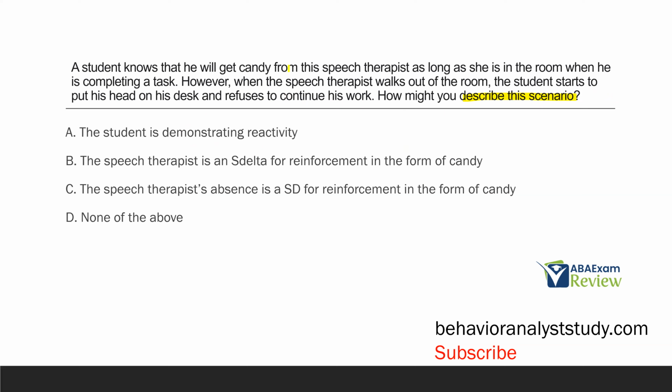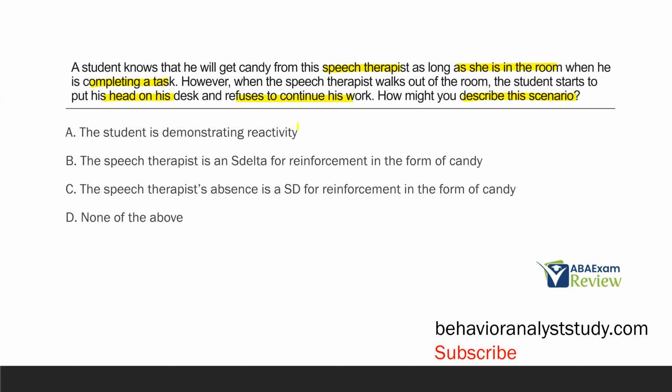We have a student who knows he's going to get candy from the speech therapist when she is in the room and when he is completing a task. So if he's on task and the speech therapist is in the room, the student will get candy, presumably because in the past that behavior has been reinforced the same way. But when she's out of the room, he puts his head on the desk and stops working. Now, she's no longer there, right? And so his behavior changes when she is there. So when the behavior of note is observed to change in the presence of a stimulus, particularly a person, what do we call that? Well, we might call that A, reactivity.